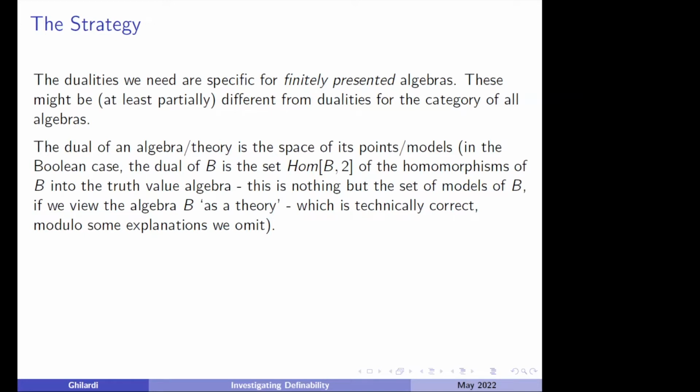Now, usually, the dual of an algebra or of a theory is the space of its points, of the models. In the Boolean case, the dual of a Boolean algebra, which you can see as a theory, is the set of the models, which you can define as the hom-set from the Boolean algebra to the two-valued algebra. And since we are interested in the finitely presented case, in this case Boolean algebras finitely presented are finite, so we have a very nice duality with finite sets.